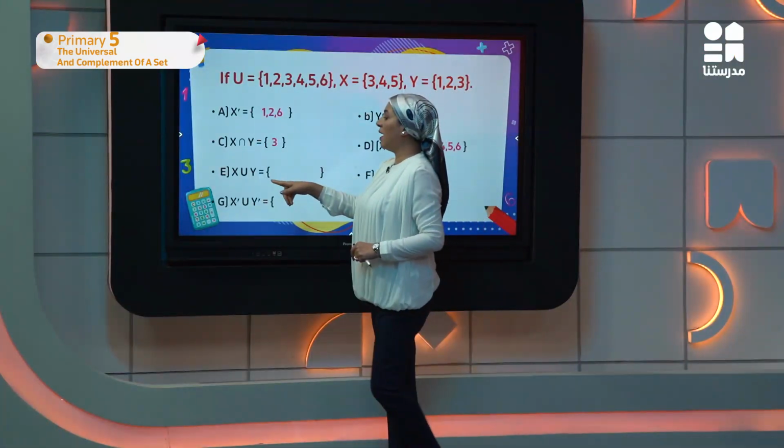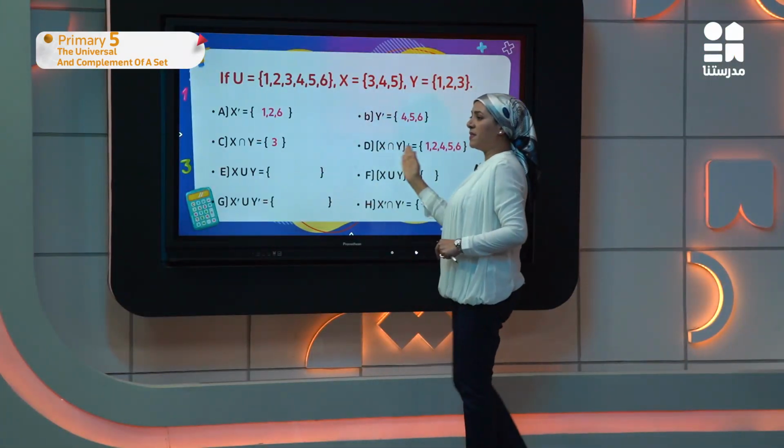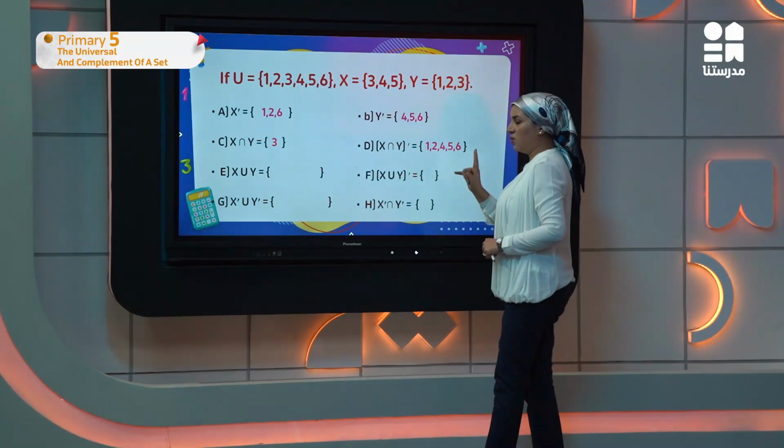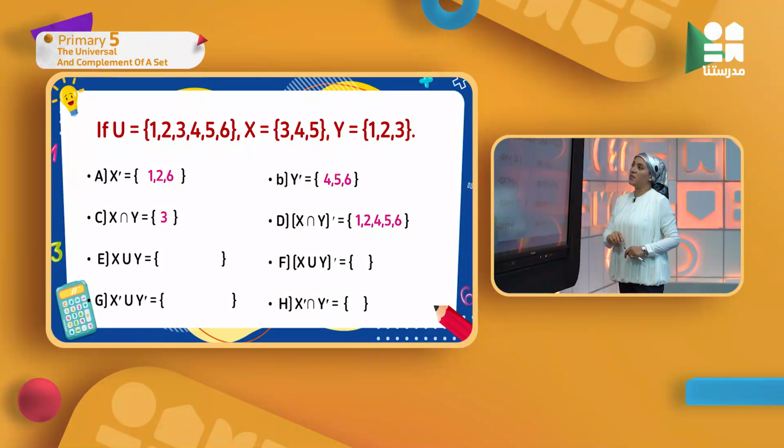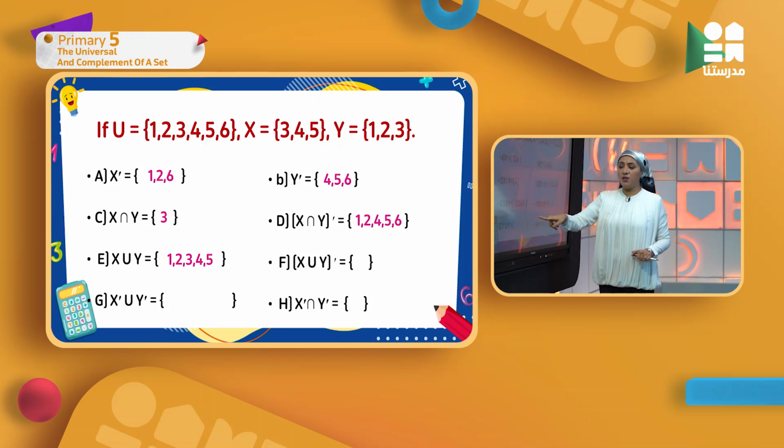Now X union Y, again all the elements in X and Y but don't repeat the common elements. So it's going to be 3, 4, 5, 1, and 2. And I will ignore the other 3 because I took it already at the beginning. So it's going to be 1, 2, 3, 4, and 5. Now I want the complement of x union y. يبقى هاخد الاليمنت اللي فيه مش موجود في x union y، وفي الحالة دي أنا مش عندي غير الاليمنت 6.